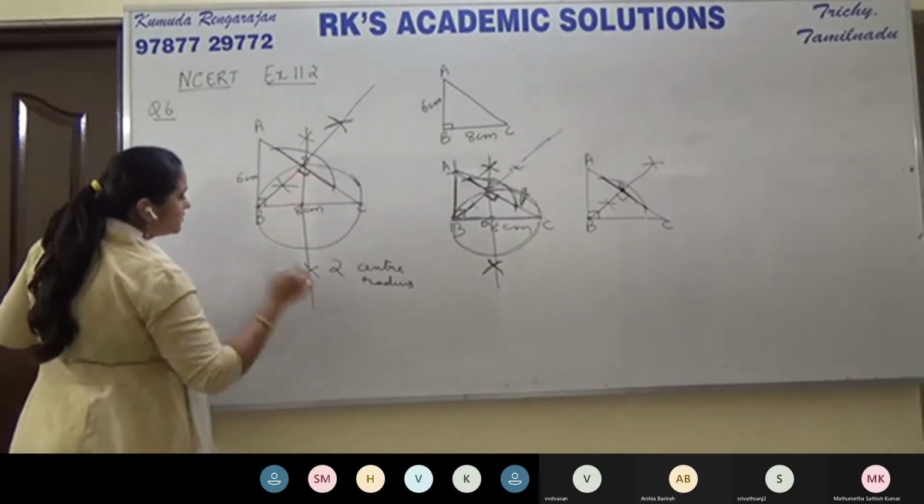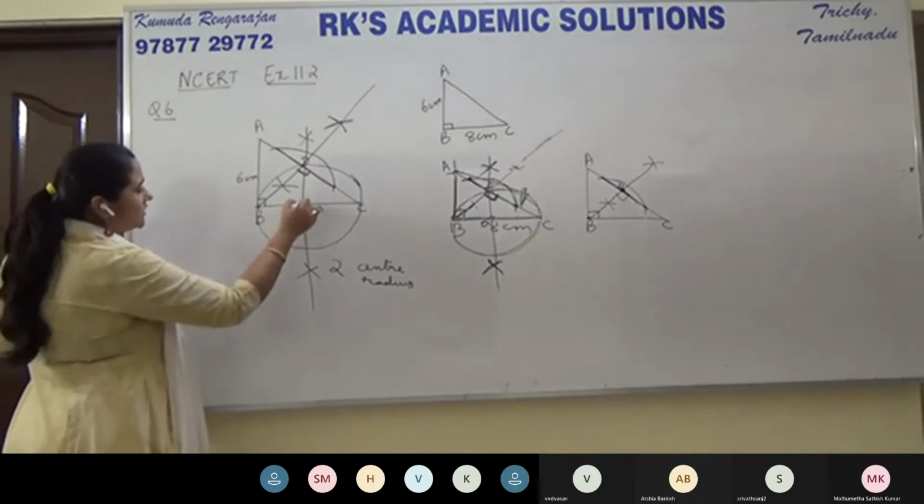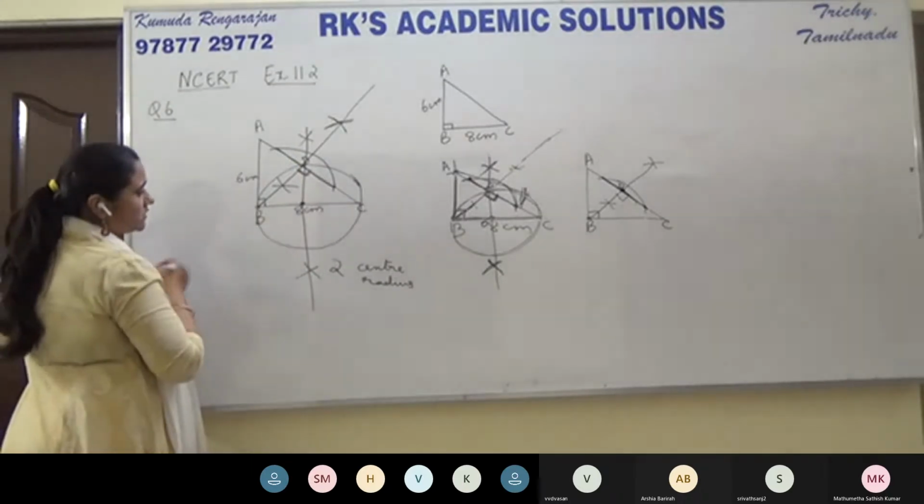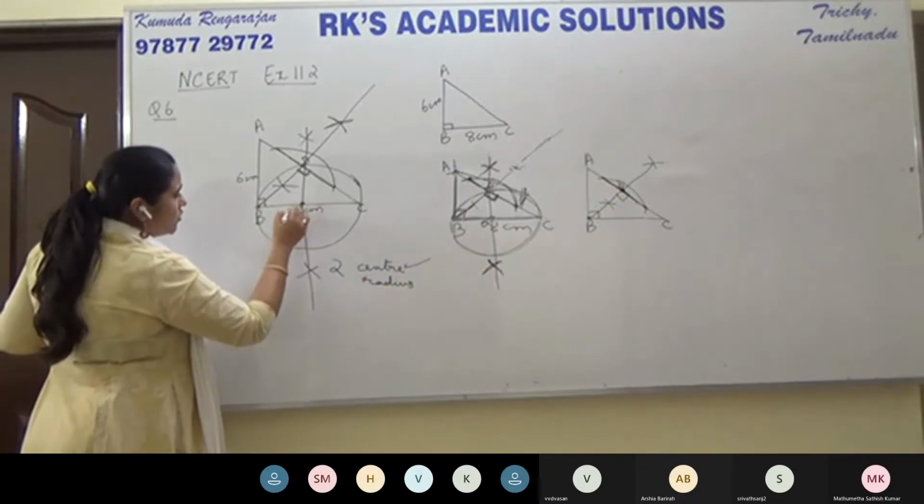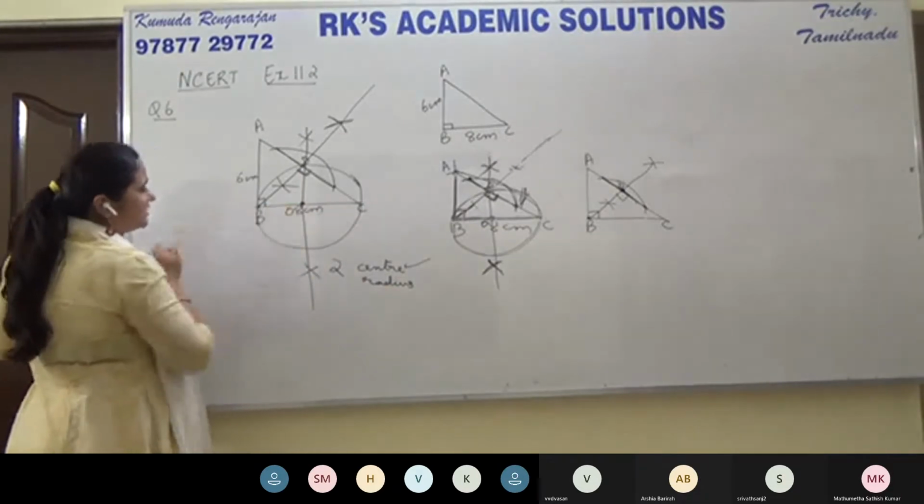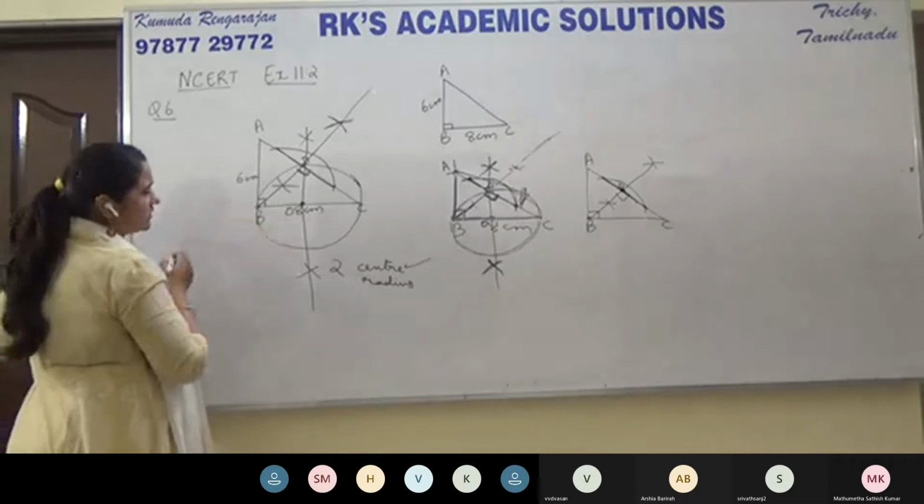And if you join, you will identify the center of the circle. Now you've got the center of the circle. What's the radius? From the center, OC or OB is the radius. So 4 centimeters will be the radius.